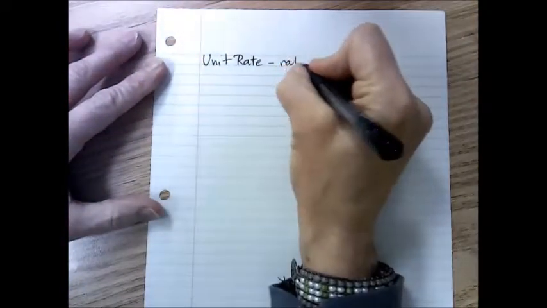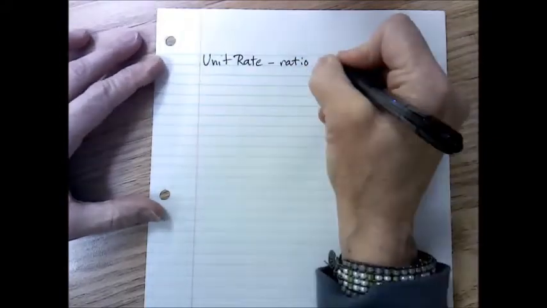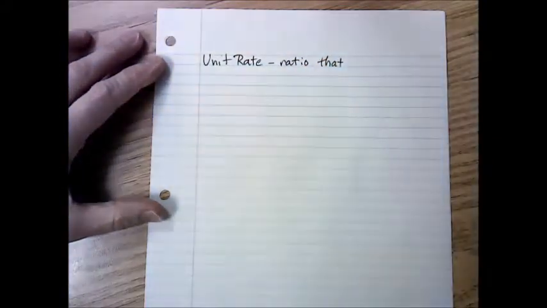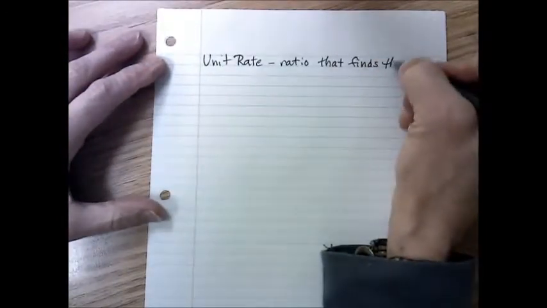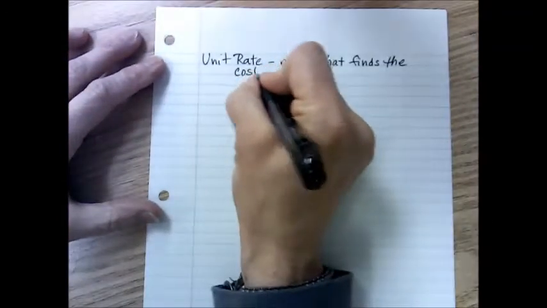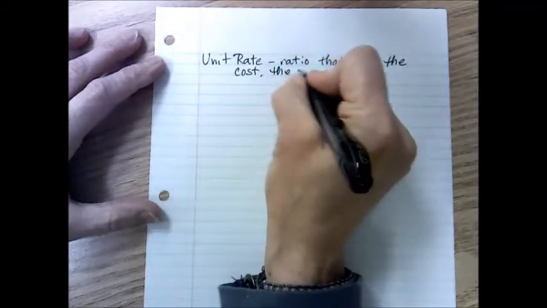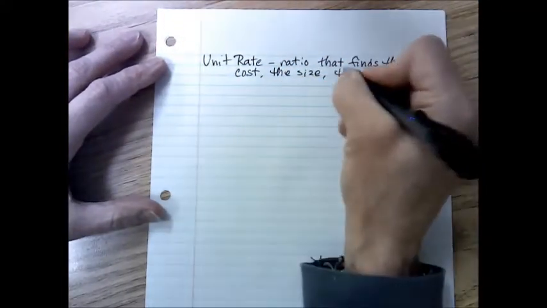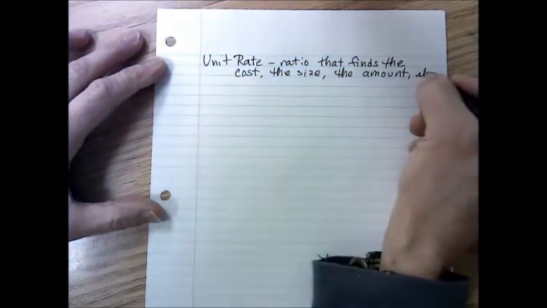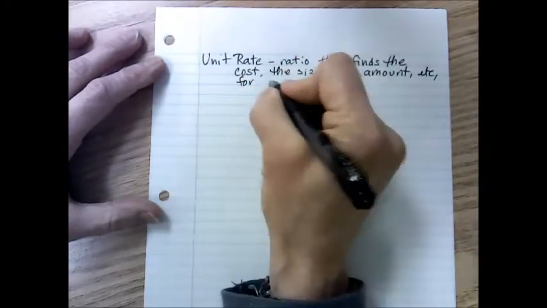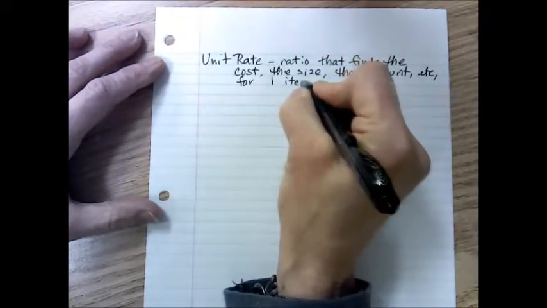Today we're going to talk about unit rate. Unit rate is a type of ratio that finds the cost, the size, the amount, etc. for just one item.